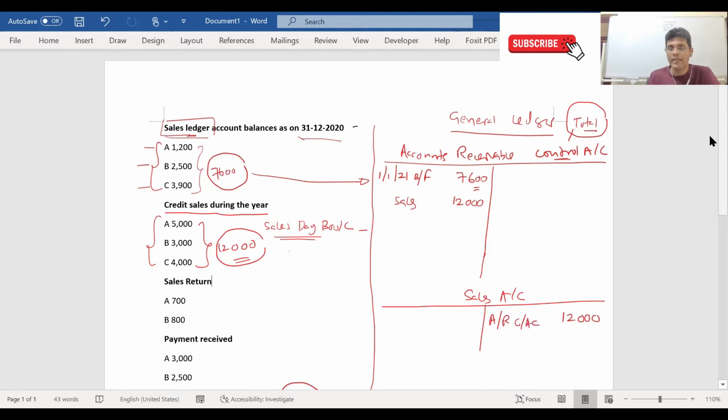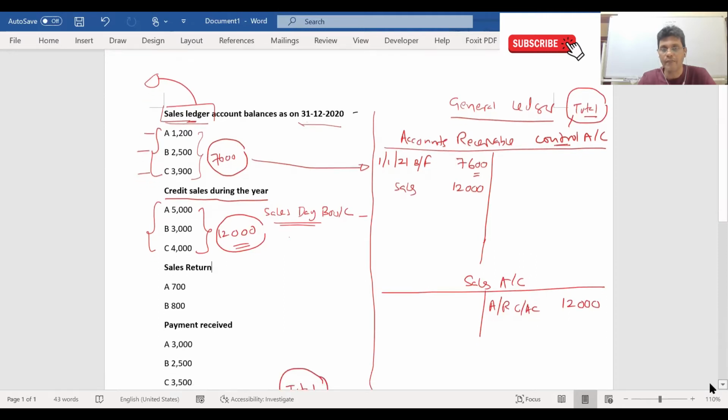Is that clear? However, in the sales ledger, we should maintain individual account balances, right? That has to be maintained separately. But you are not supposed to prepare sales ledgers. Okay, third transaction, sales return.